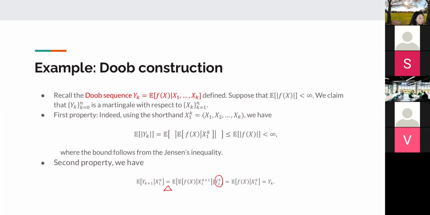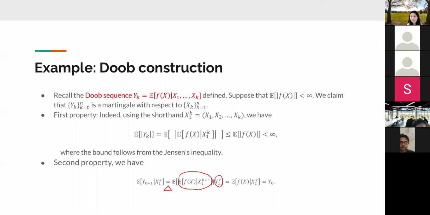Is that clear? Now, within this is the conditional expectation, the expectation of f(x) conditioned on x1 to xk plus 1. Can someone tell me why this is an equality? Why is the expectation of yk plus 1 conditioned on x1k equal to this expectation of expectation? This is basically an integral, so you're just combining the integrals into one integral.